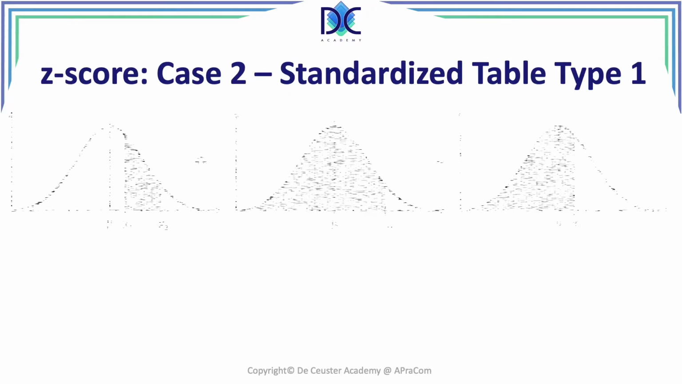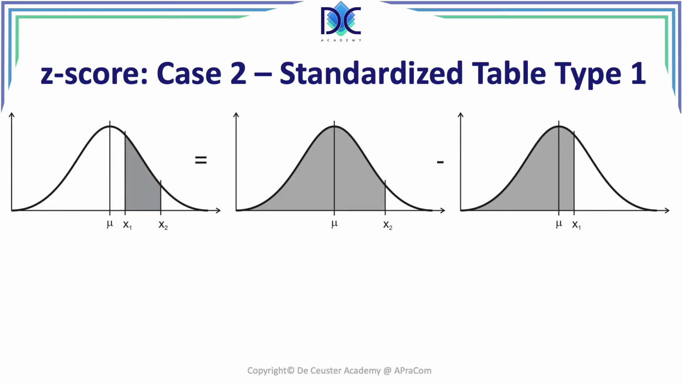Have a look at the standardized table type 1. So the first type of solution that we may have. And here you see that we want to find the surface between x1 and x2. And we do that by finding first the surface smaller than x2, so everything to the left of x2. And we subtract from this the surface smaller than x1. And the result of it is the surface between x1 and x2.